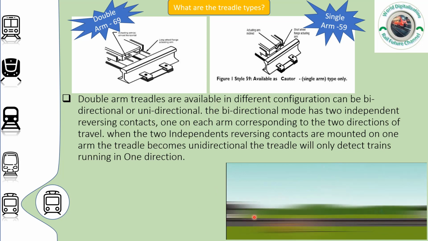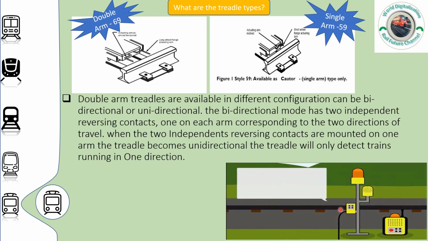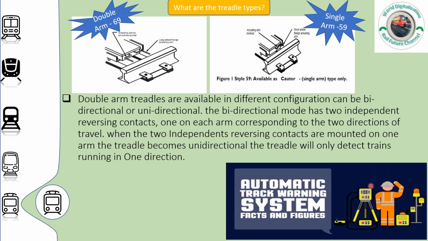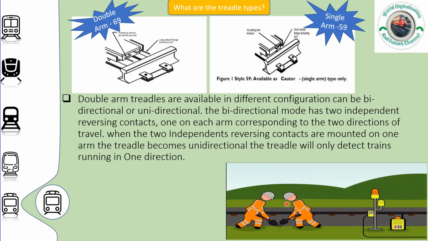After the train touches the other treadle on the other side, it will deactivate the system for the acoustic signal and for the light, and the workers can work safely beside the track.